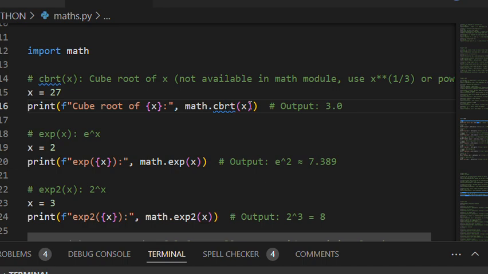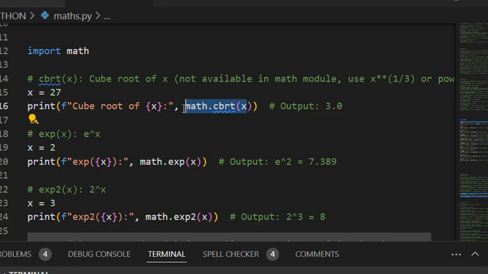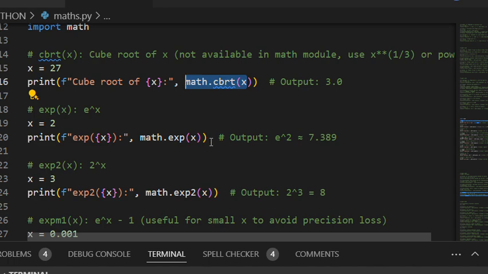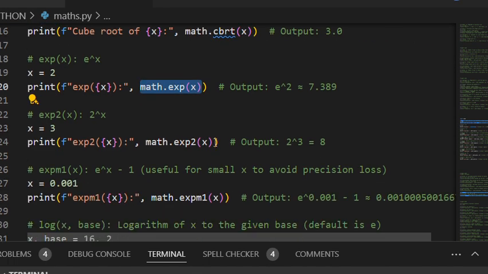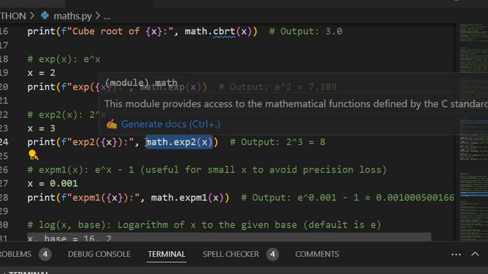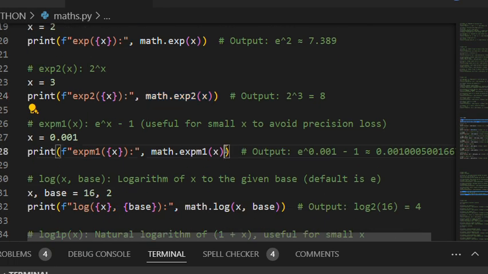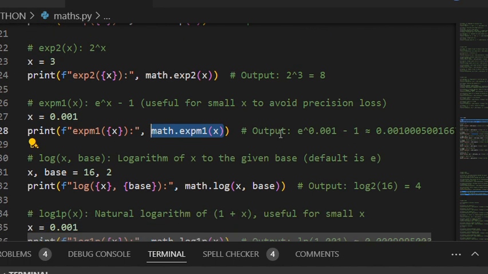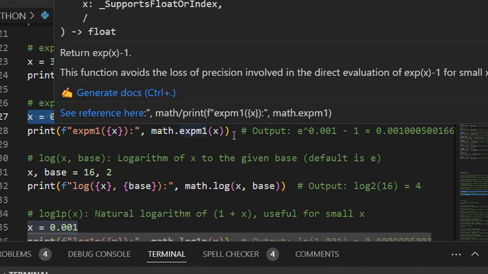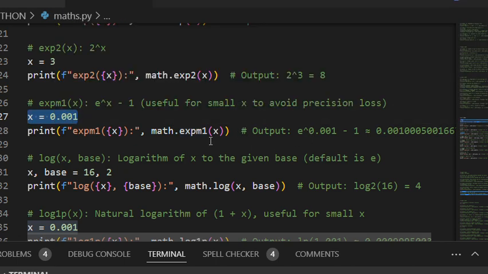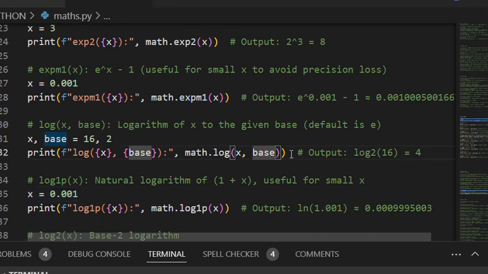So math.cbrt of 27 will give output 3.0. Then math.exp(x), e squared, will give us 7.389. And then we have exp2(x), which gives 2 to the power 3. Then we have expm1(x), which gives e to the power x minus 1. So we'll get this output. If we solve this by writing e to the power 0.1 ourselves and not using the math module, we can get a different answer because of accuracy.